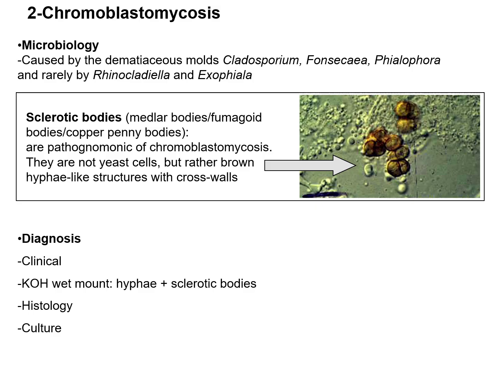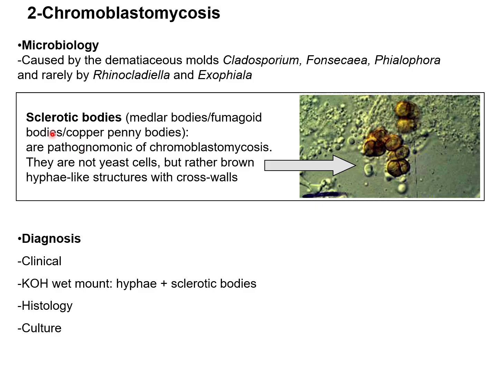The agents that cause chromoblastomycosis are a group of dematiaceous molds that include species that belong to the genera Cladosporium, Fonsecaea, and Phialophora, in addition to, more rarely, Rhinocladiella and Exophiala. Now, all these can produce the pathognomonic sclerotic bodies. So pathognomonic, this is a defining characteristic of chromoblastomycosis.